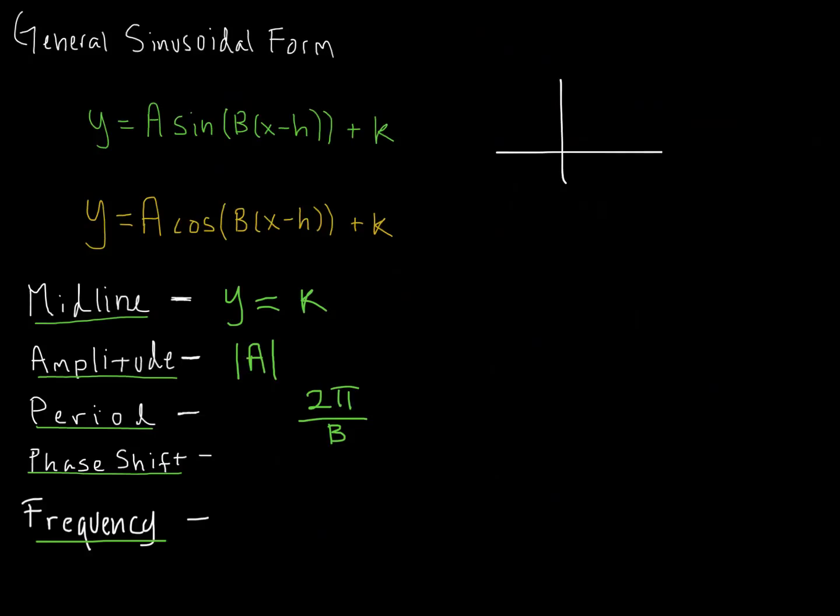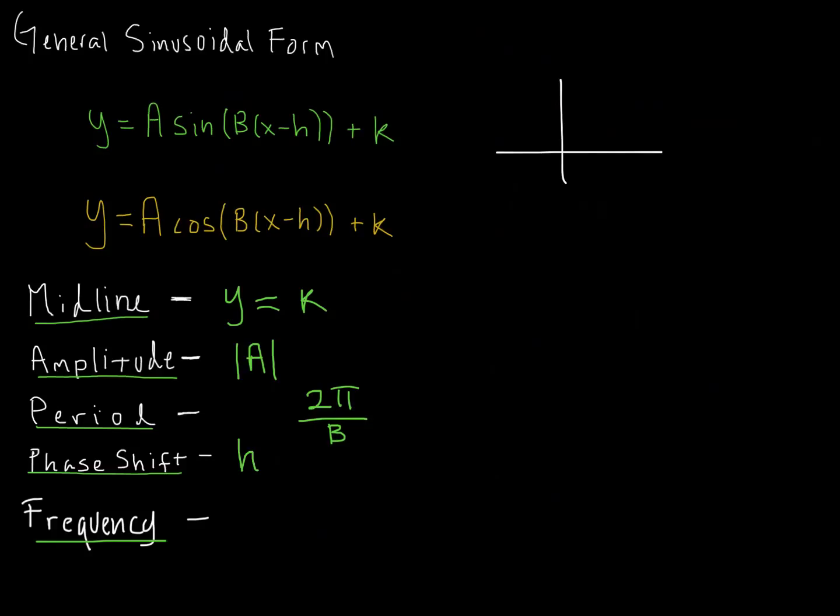Phase shift. I spoke about this briefly. So you might imagine phase shift just like we saw some examples of translating in the left or right direction. That's a phase shift. So the phase shift is just how many units I have translated in the left or right direction. And remember that h determines how far we go in the left or right direction. So the phase shift is just the value of h. And then lastly, the frequency.